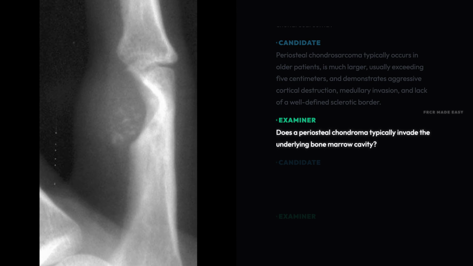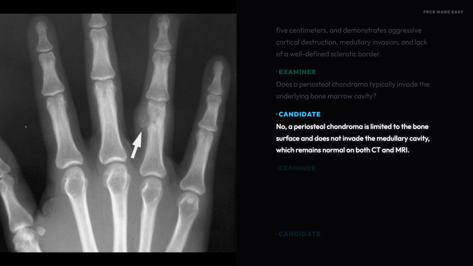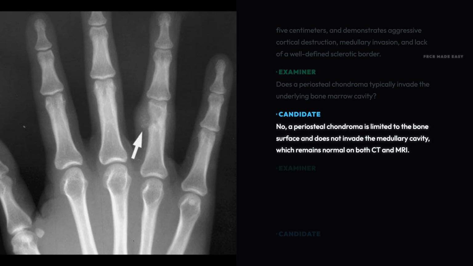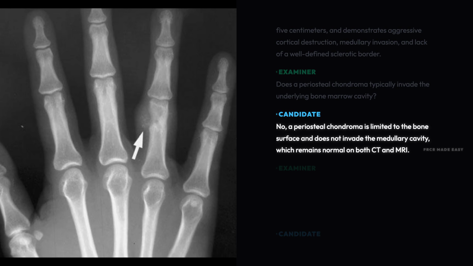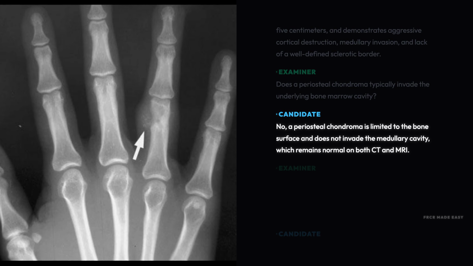Does a periosteal chondroma typically invade the underlying bone marrow cavity? No, a periosteal chondroma is limited to the bone surface and does not invade the medullary cavity, which remains normal on both computed tomography and magnetic resonance imaging.